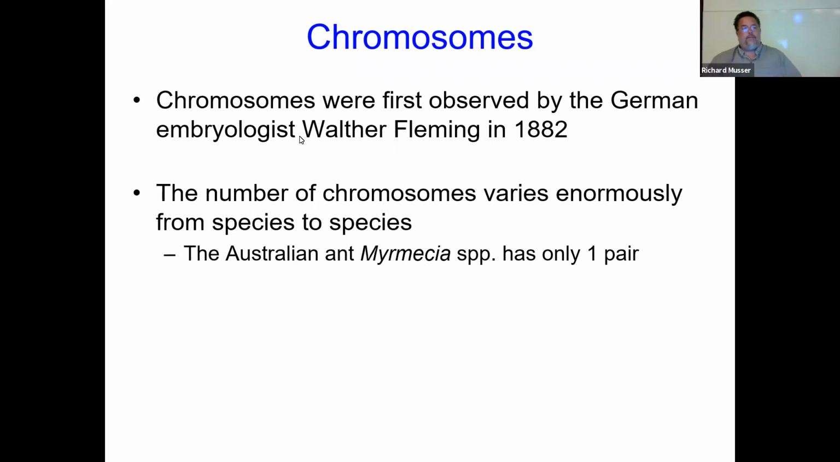An embryologist, as you can imagine, might have seen it first. He at least described it first, and that would have been Walther Flemming in 1882. He saw chromosomes under a microscope.